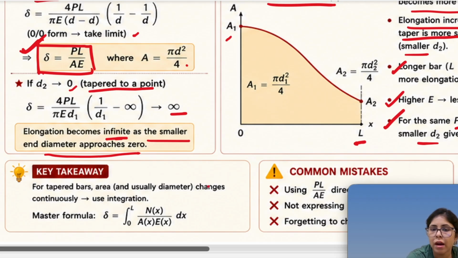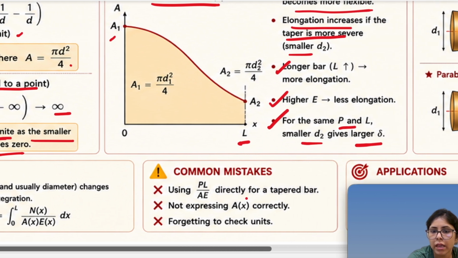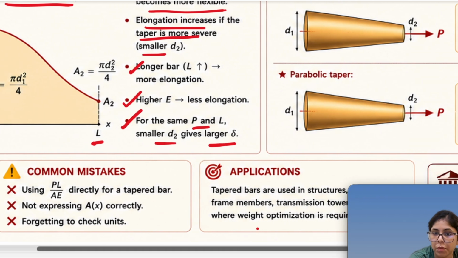So the tapered bars are continuous, and then we get this formula. Using PL upon AE directly for a taper is a common mistake, and it's a very big mistake people make. And not expressing AX correctly, if you are not expressing that, then also your answer will be wrong. And you have to check your units properly.